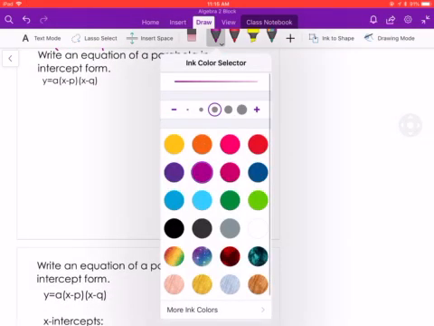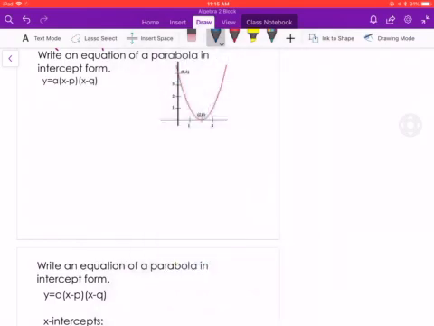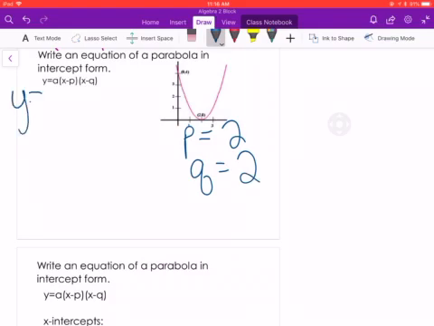Okay, let's do another one here. I'm just going to switch colors. Again, start with your P and Q. This one has a double root, which means that I only have one X-intercept here. It's just 2. That means that P will equal 2 and Q will equal 2. You still have 2, it's just a double root. So we start with Y equals A times X minus 2 and X minus 2. So your X-intercepts are both 2. So P and Q are both 2.